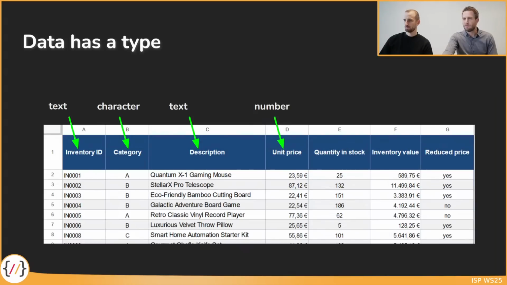Then we also have quantity in stock, which is again a number. We see inventory value, again a price or value in currency, in euros in this case, which is a number again. And in the last column, we just see yeses and nos, which means this is some kind of logical value, which is basically two different states are possible, true or false, so in this case, yes or no.